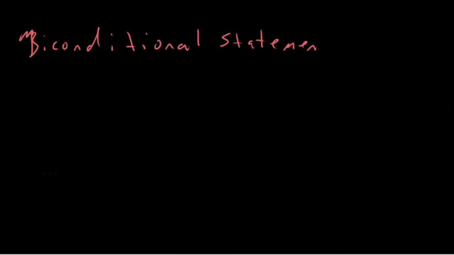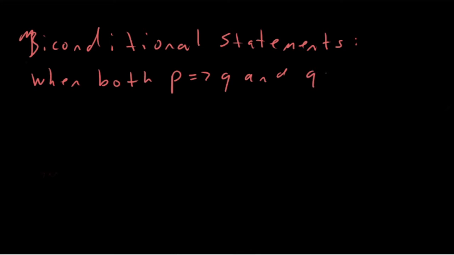Okay, so now we're going to talk about biconditional statements. Okay, so basically this is when both P implies Q and Q implies P are true. That's when we have a biconditional statement.